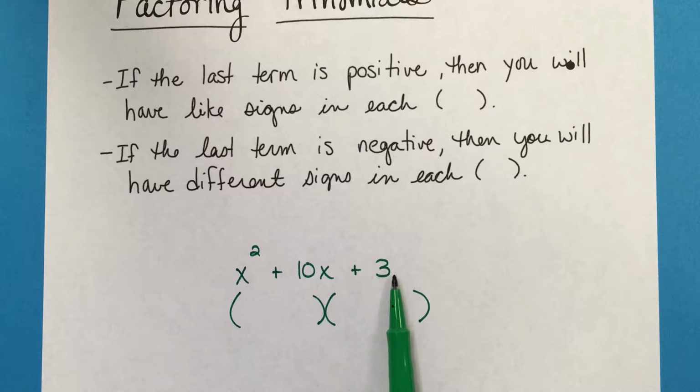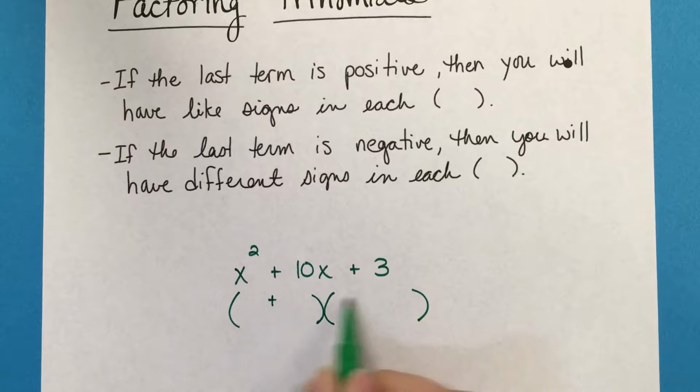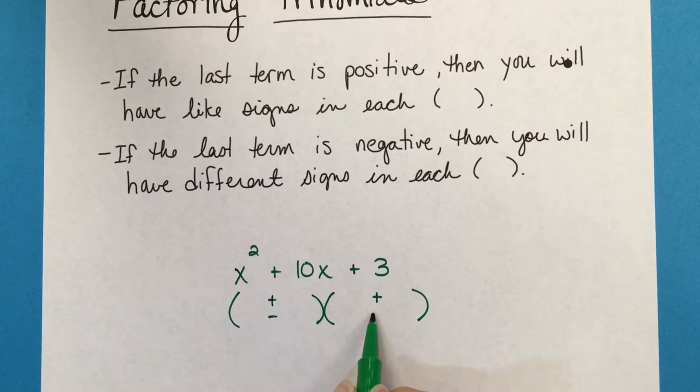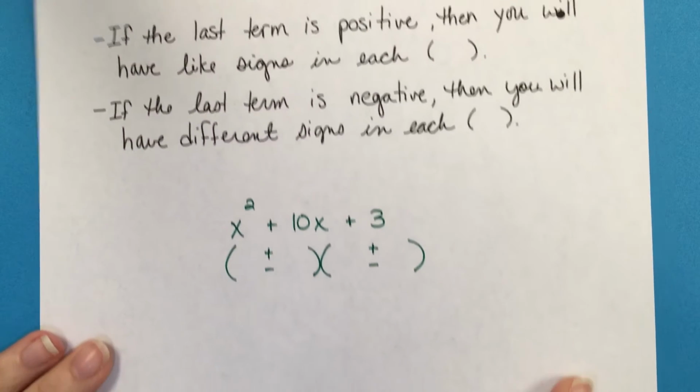When I say the last term, I mean, like in this example, this plus 3. So if I'm going to have like signs, that means I either have to have both pluses in here, or it could be that I have both minuses, okay? But each set of parentheses would have to have the same sign. Now, if your last term were negative, so let me just make up another one here.